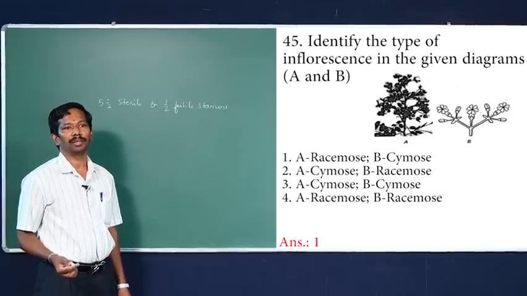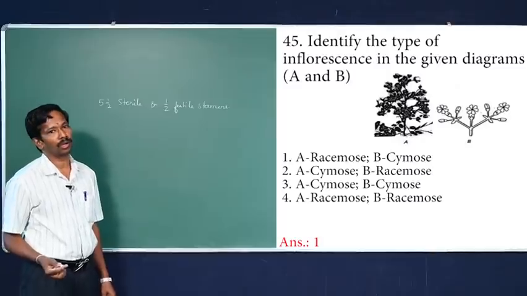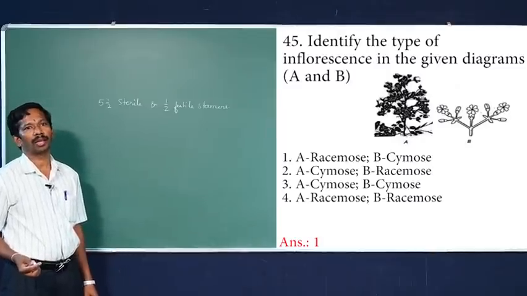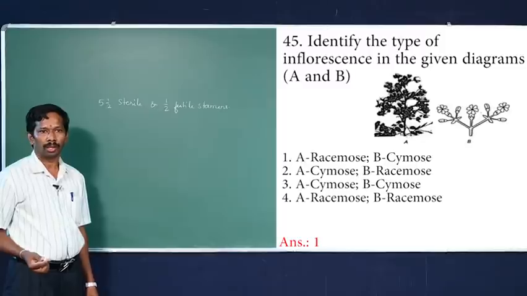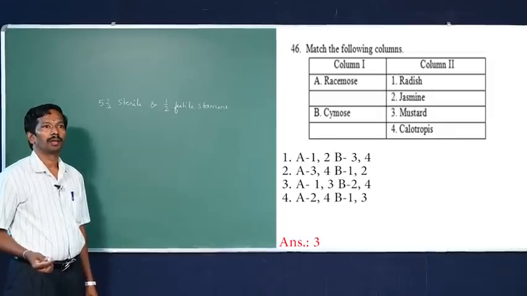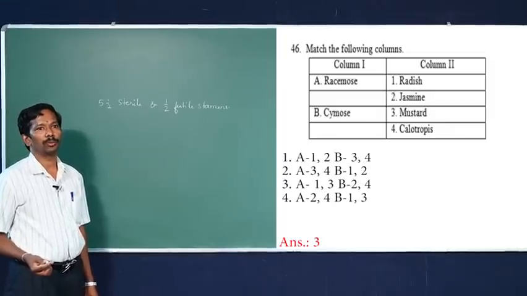A is racemose and B is cymose. Hence answer is 1 for 45. So the textbook diagram has already been represented. Answer is 1. Match the following with reference to racemose and cymose.